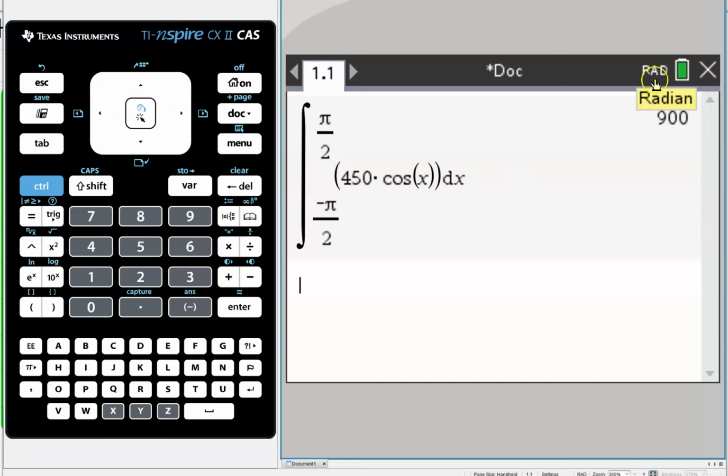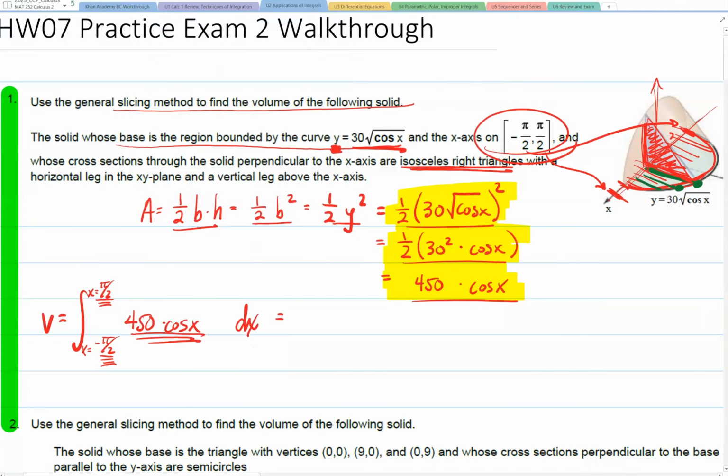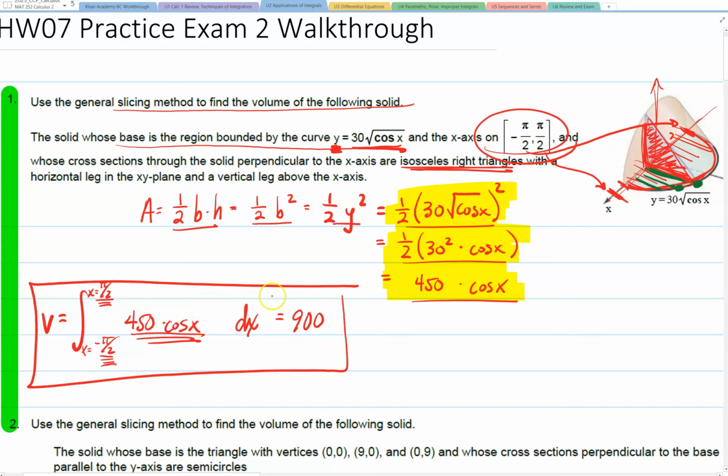Make sure that your calculator is in radian mode. That'll help us when we let the calculator do the antiderivative here, and the end result here ended up being 900. So I'm interested in the exact value as well as your setup, and if there's an approximate value that this thing came out to be, then we should report that too.